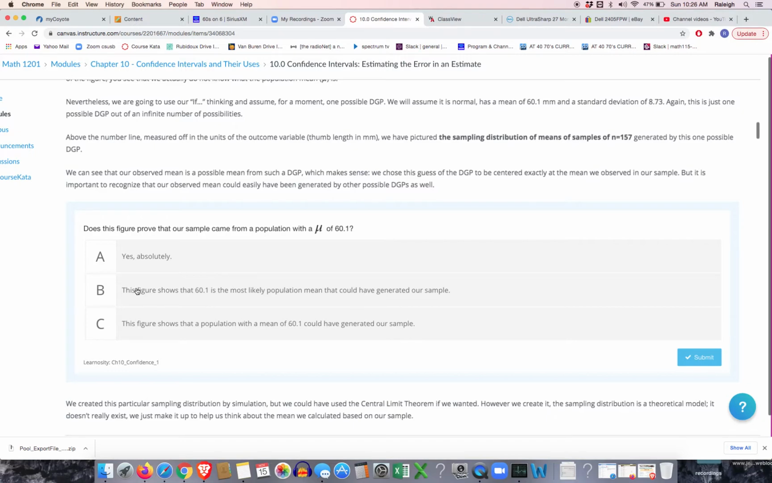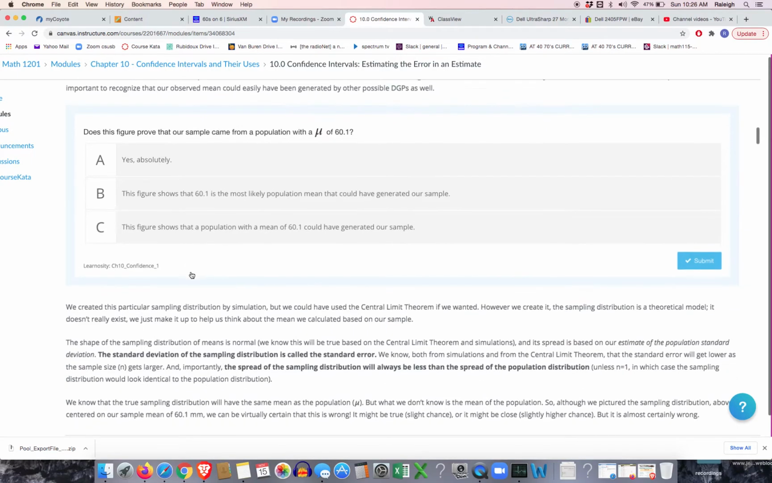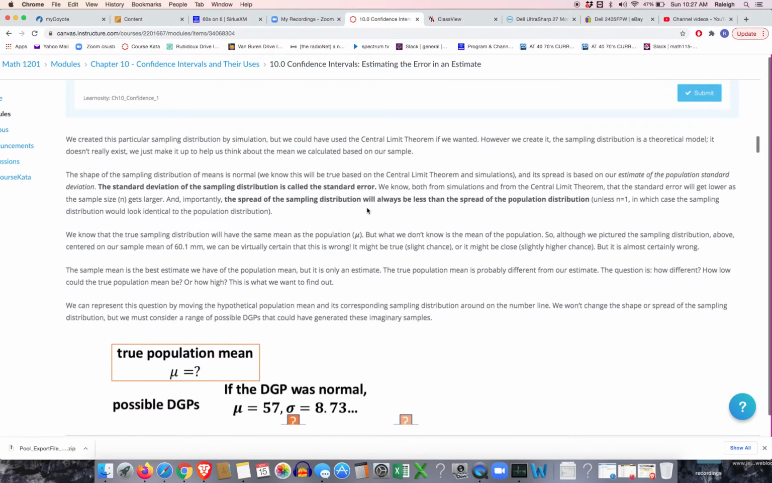B, very likely, but we're not completely sure. And A is just off, because we're not 100%, we're like 95% sure. We created this particular sampling distribution by simulation. We could have used the central limit theorem. So they go kind of really detailed into this sort of discussion, and certainly be sure to look at this. An important definition here: the standard deviation of this sampling distribution, the blue zone, is called the standard error. Okay, so we'll take a simulation, which is certainly one way to do it. Then pretty soon they're going to simulate 1,000 variables and see what happens.